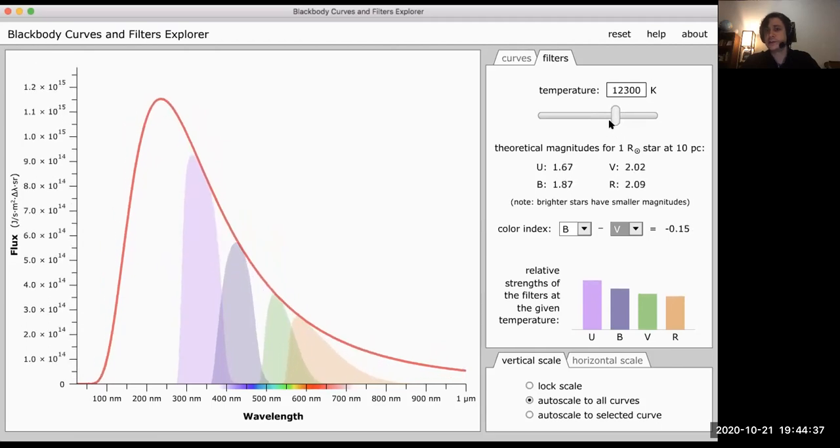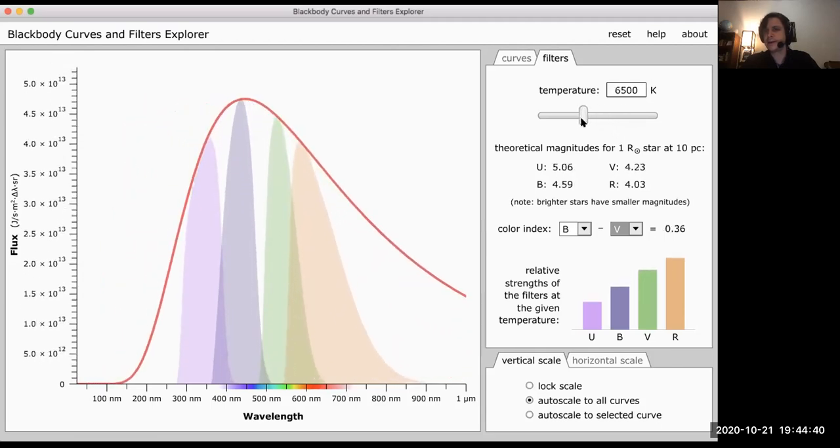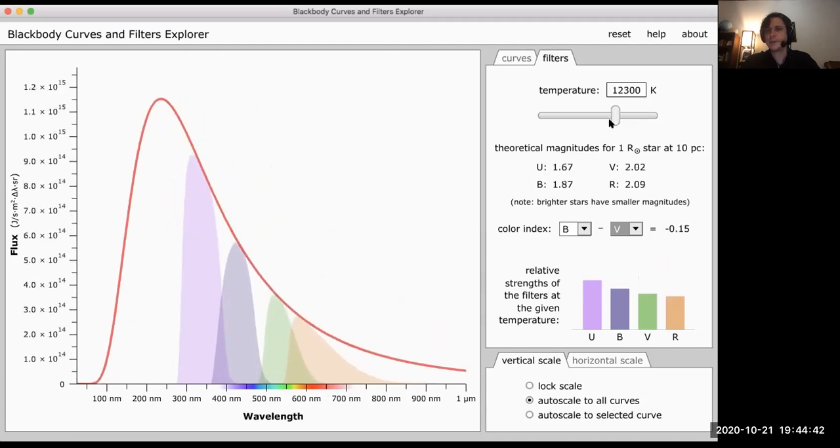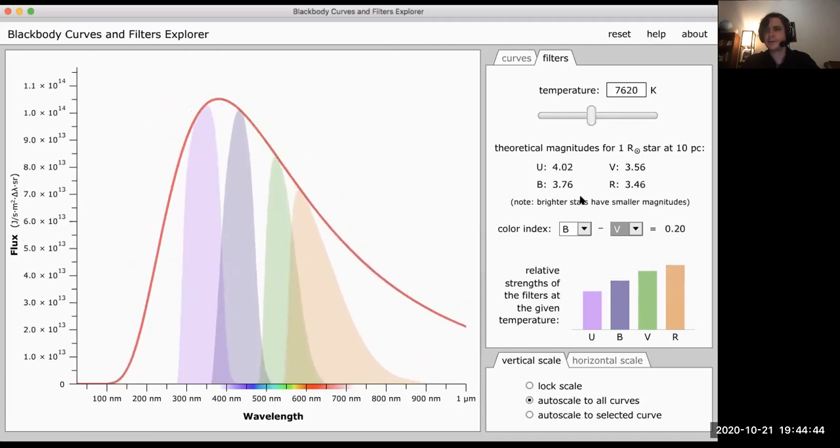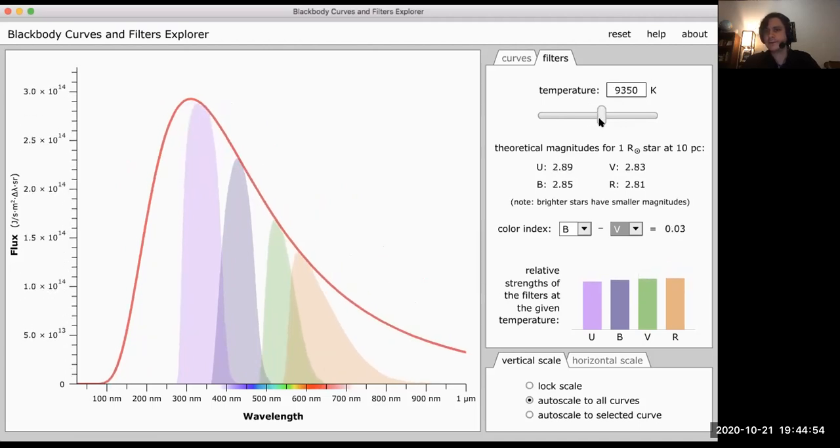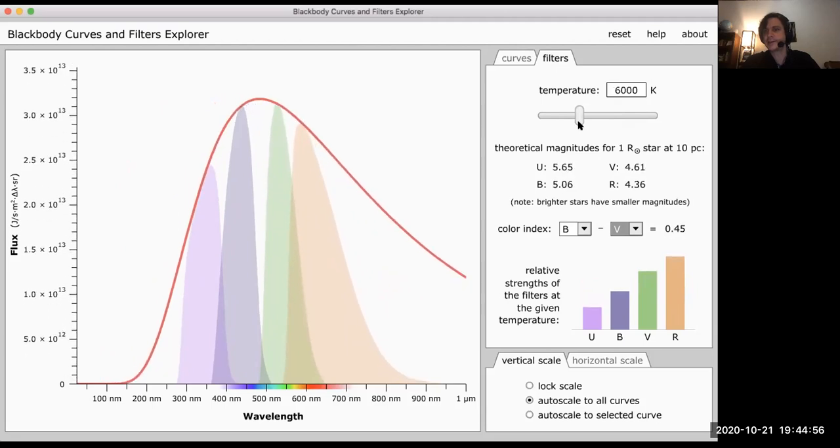So right here, you could use this simulation. You could look at B minus V values of stars. You could tune this simulation back and forth until you get the color index that you measured. So you could actually do this with a telescope with the filters, or you could look them up. And you can crank this knob back and forth until you get the correct color index and you've determined the temperature of the star.